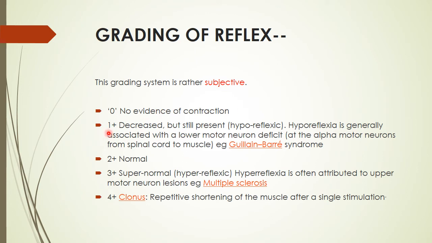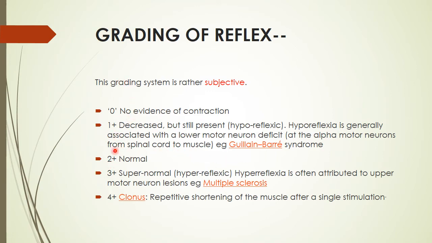1 plus grading means the reflex is of decreased grade. It is present but hyporeflexic, and it is usually due to lower motor neuron deficits. There is a lower motor neuron deficiency at the level of the alpha motor neuron from the spinal cord. An example of 1 plus hyporeflexia is Guillain-Barré syndrome.